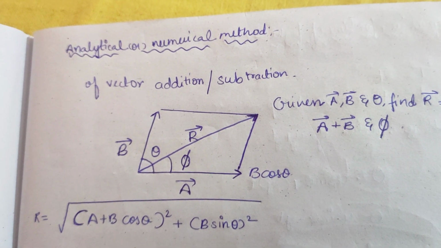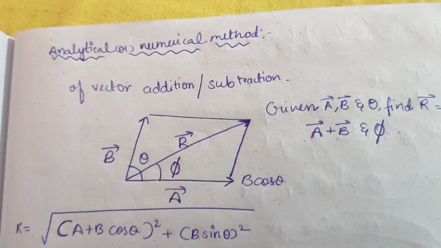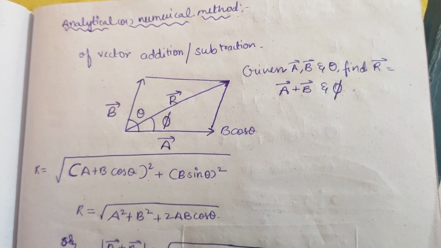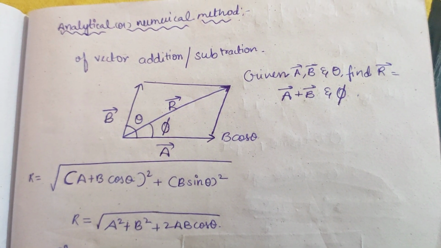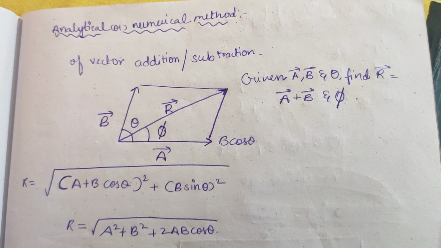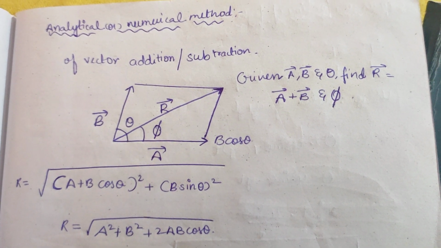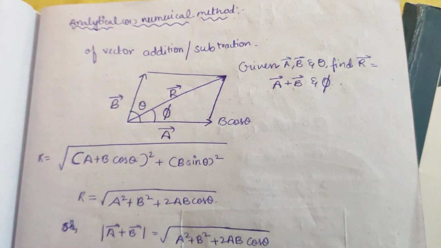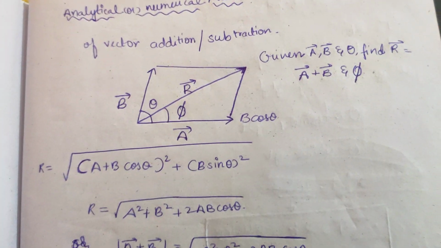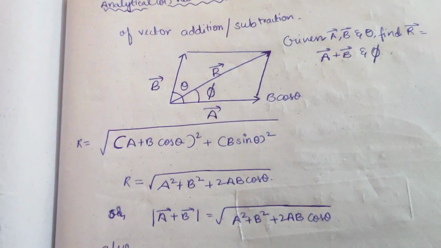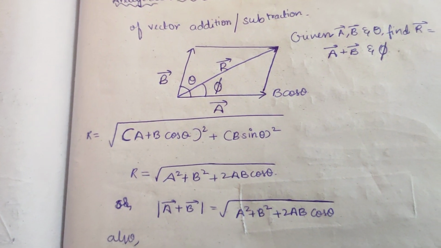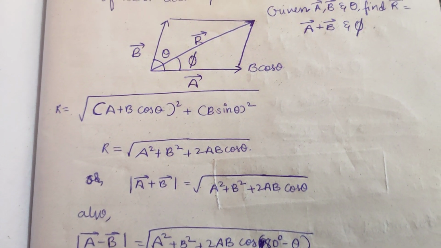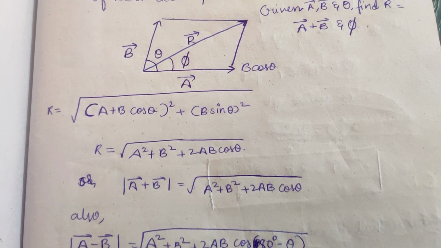Now let us move on to the next page. Now let us discuss the analytical or numerical method of vector addition or subtraction. Here, in the figure, you can see given a, b and theta. Now find vector r, that is a plus b, and angle phi. Now let us find the vector r. Here, as you can see in the diagram, r equal to under root of (a plus b cos theta) square plus (b sin theta) square, r equal to under root of a square plus b square plus 2ab cos theta.